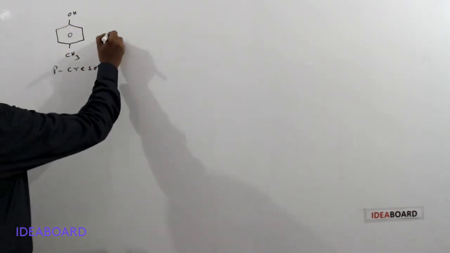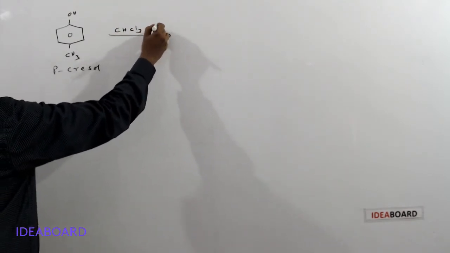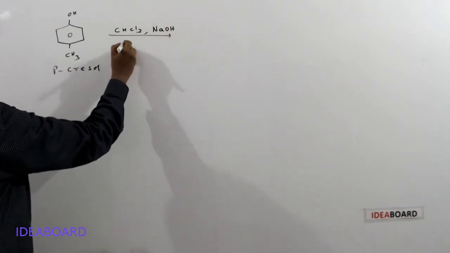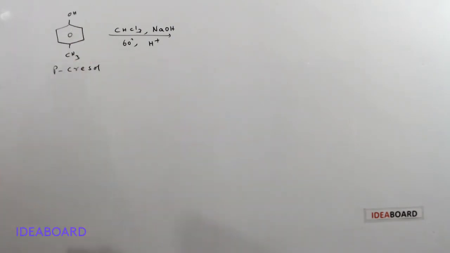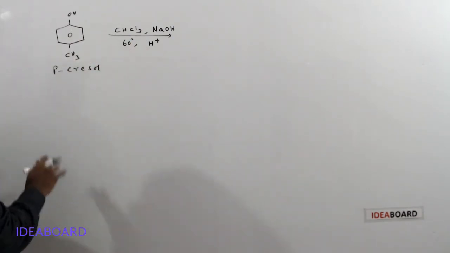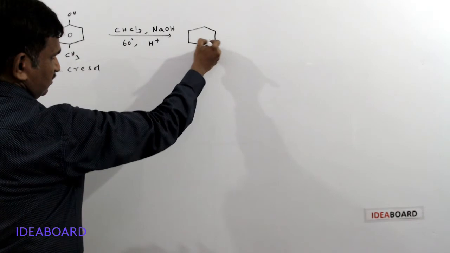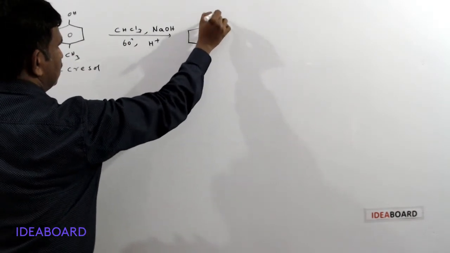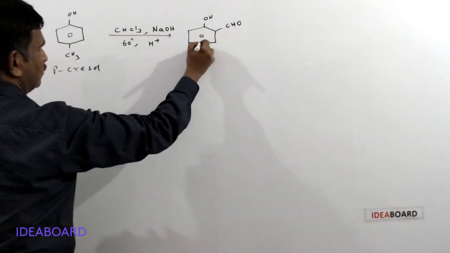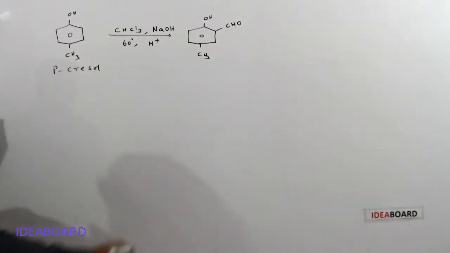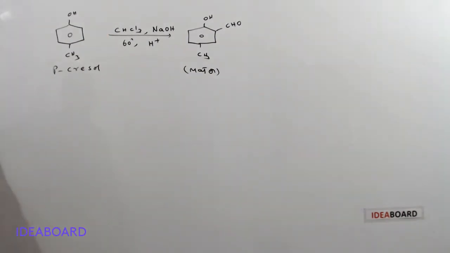Okay, paracresol is taken, and in this process, suppose they are giving CHCl3 and NaOH or KOH, and sometimes they give temperature, followed by H plus. If this is the reaction condition given, it is again the Reimer-Tiemann reaction only. But what is the final product? Here the major and final product is only the ortho product, because the para position is already blocked. So we are getting CHO and CH3. This is the only major product, and we are getting one main product.